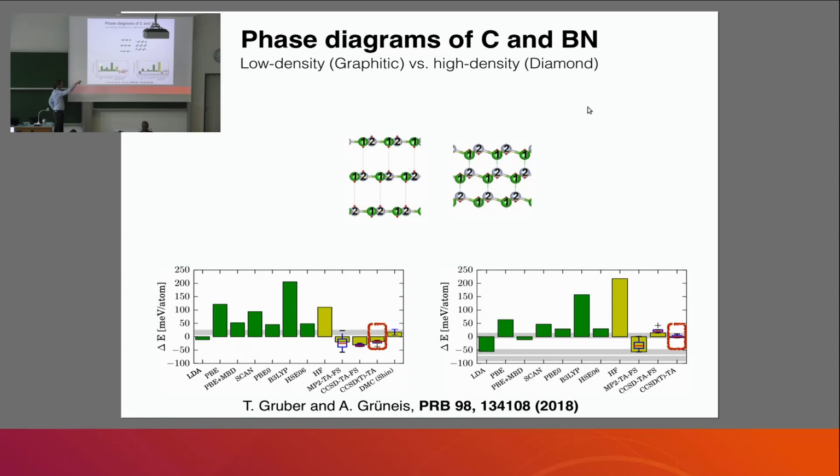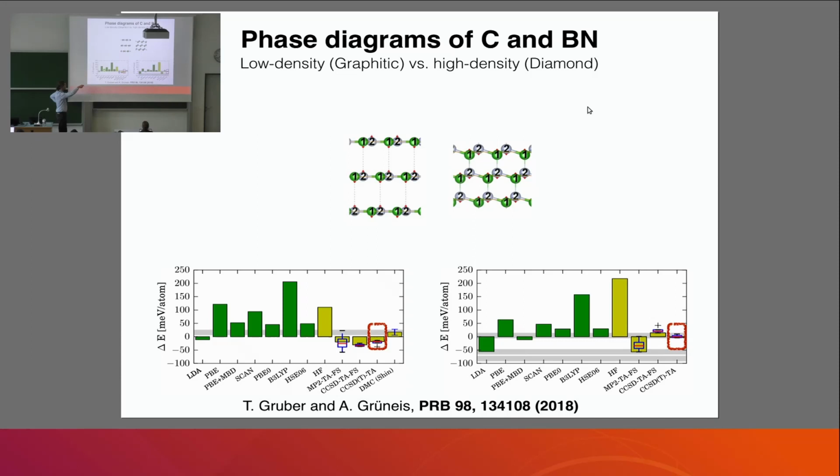And then you can ask yourself the question, which one is more important? Should I climb up the Jacob's ladder more, going to a meta-GGA, or should I rather account for dispersion interactions in the system, which are also known to be very important? What you find is that if you add the dispersion correction on the level of many-body dispersion, as introduced by Tkatchenko, there is a certain level of stabilization of the more dense phase, which brings the relative stability closer to experiment.